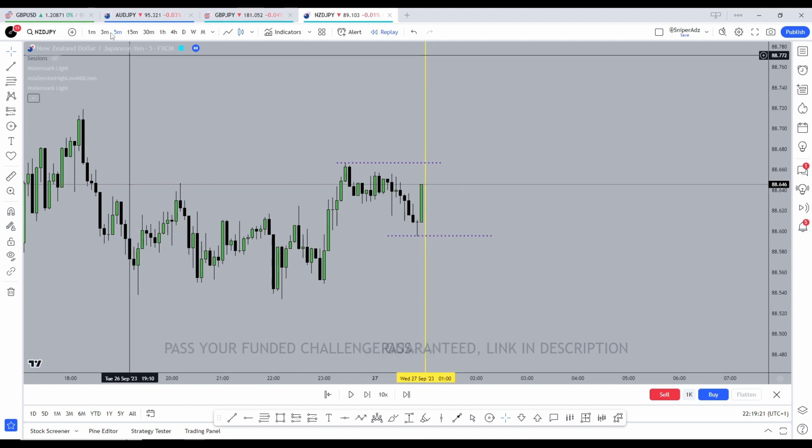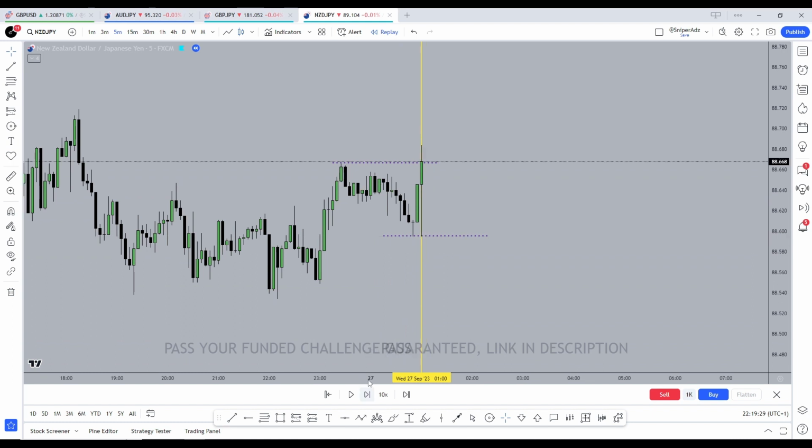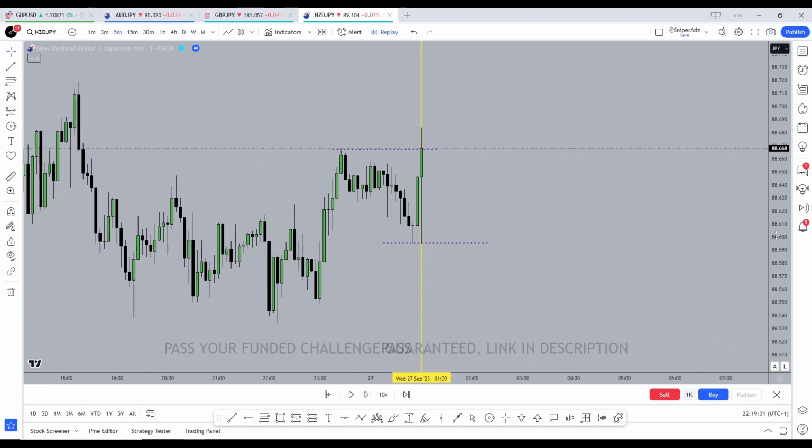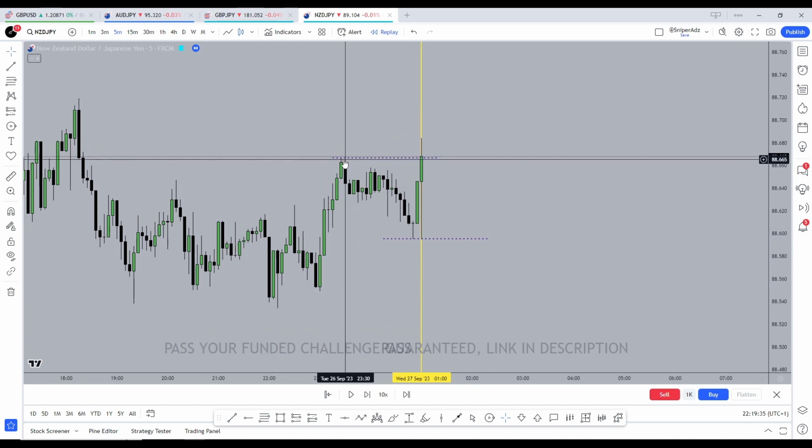You can see this is 1 a.m. We're on NZDJPY on the 5-minute time frame. And as you can see right here, we're currently on the 5-minute time frame running this chart. So we can see right there, the market didn't exactly sweep this low. It came pretty much in line with that. Okay. And in fact, it did break the upside, so it did sweep the upside.